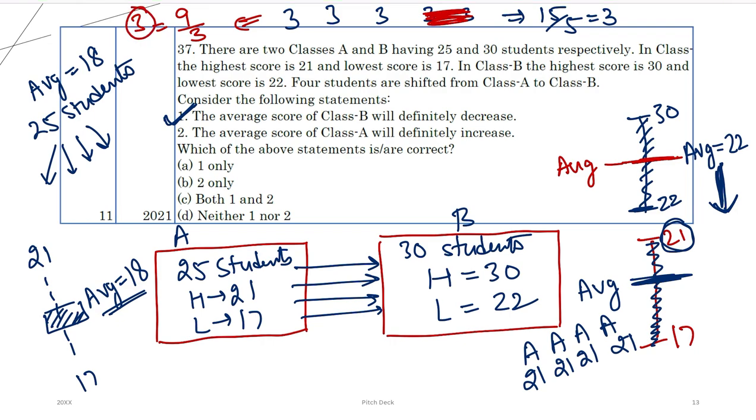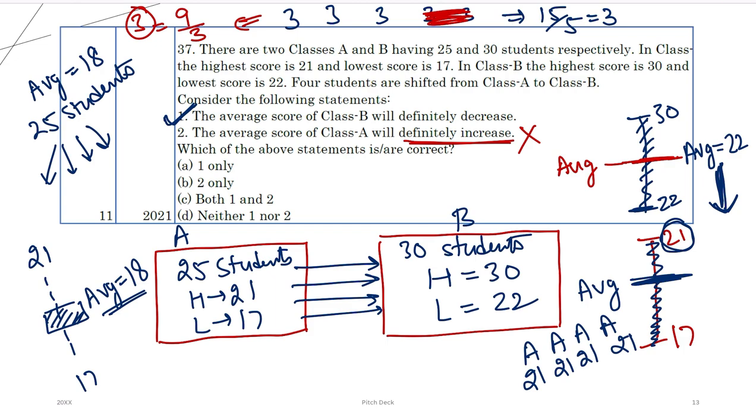So if you assume all 25 students' marks as 18, even if 4 students with 18 marks leave the class, there is a good chance that the average is going to stay the same, right? So we are not sure that the average score of the class will definitely increase. No, it's sure there is no 100% guarantee. I just gave you an example where the average is staying the same. So this statement, that it will definitely increase, is not true, right?